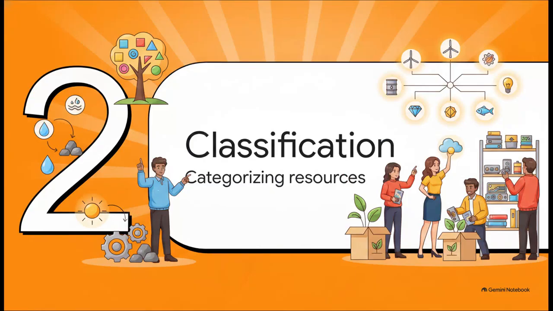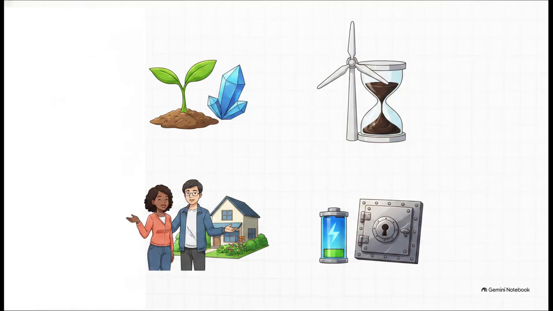Moving right along to Section 2, Resource Classification. How exactly do we categorize all these different things? Geographers use 4 main buckets to classify resources, which gives us a super organized way to look at everything from solar energy to ocean waters. Let's break them down. First is origin. Is the resource living, like a forest, which we call biotic, or non-living, like rocks, which is abiotic?